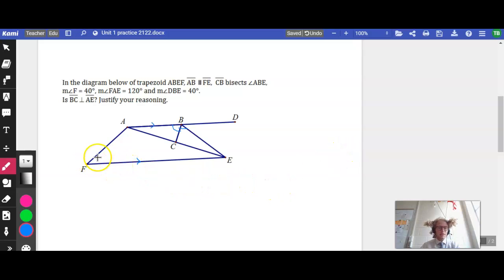The measure of angle F is 40. Okay? And the measure of angle FAE is 120.